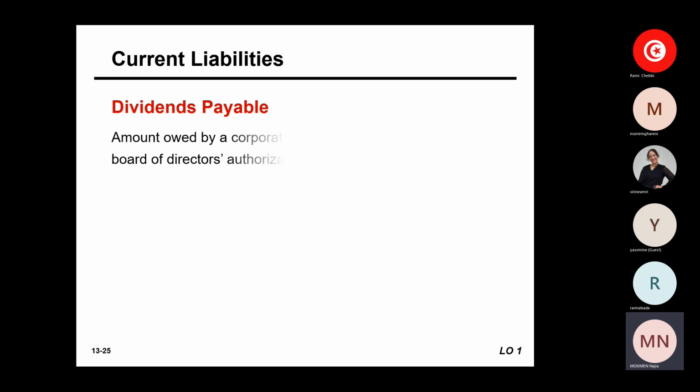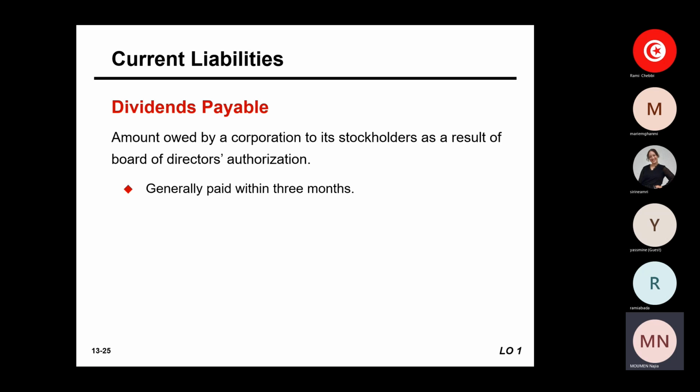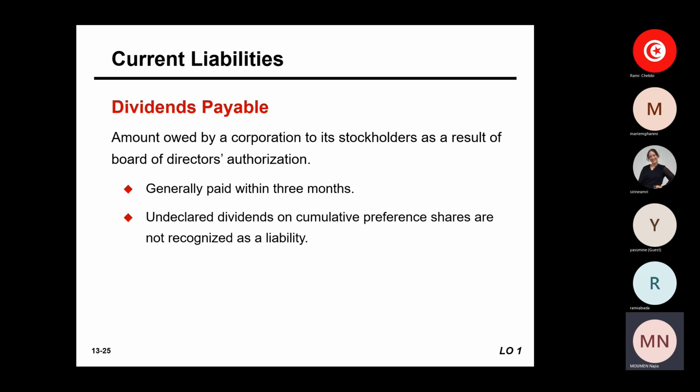Now, when you see dividends payable, they are amounts owed by a corporation to its stockholders, so shareholders, as a result of board of directors' authorization. Remember, when we declare payment of a dividend, we have a liability as a business. So we debit dividends, and we credit dividends payable. After the date of declaration, these dividends will be paid in general within 3 months. That explains why they are considered current liabilities.